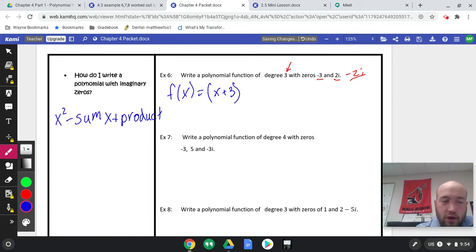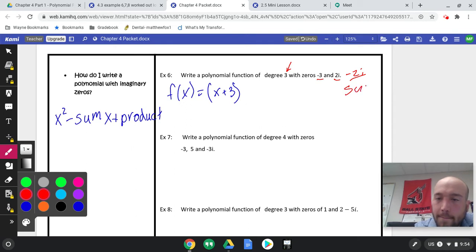So what I mean by that is, first let's go ahead and find the sum. Our sum is going to be 2i plus negative 2i, which hopefully you know will equal 0. So the sum is 0. Now the product: if we multiply those, we get 2i times negative 2i, which equals negative 4i squared. i squared is the same as negative 1, so that actually equals positive 4.